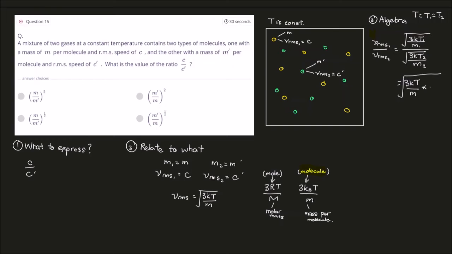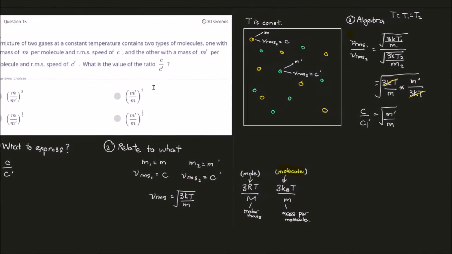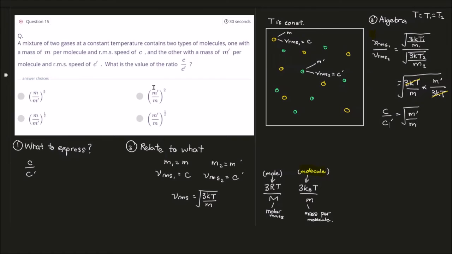multiplied by, now you know 3kT is down there, but the mass 2 is equal to m prime. So you know there's plenty of things to cancel out. Cancel out, then you are left with square root of m prime over m, and this is equal to c over c prime. So from here we are able to know that our answer should be D.